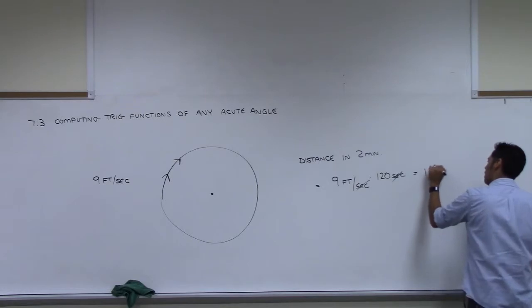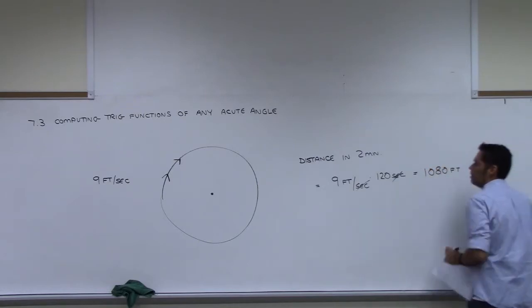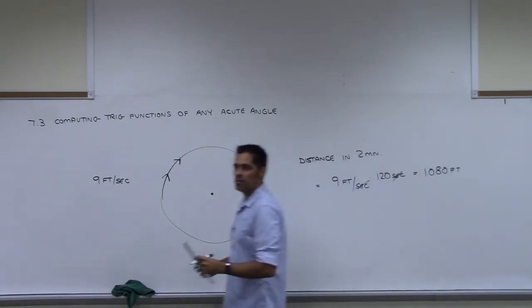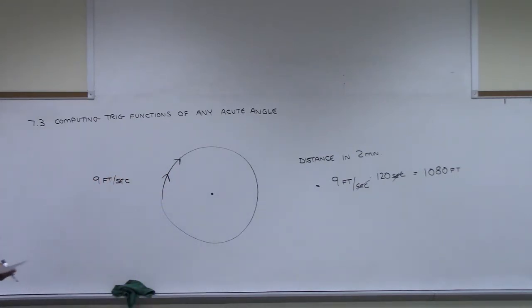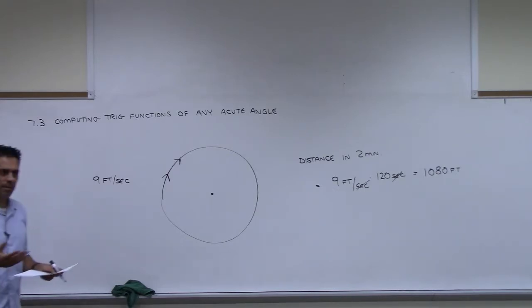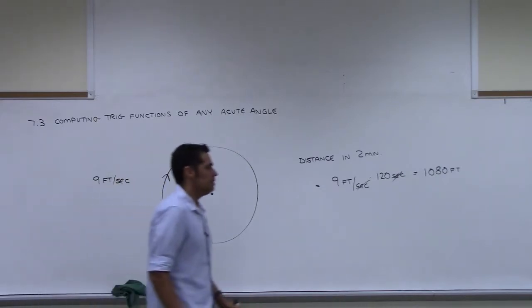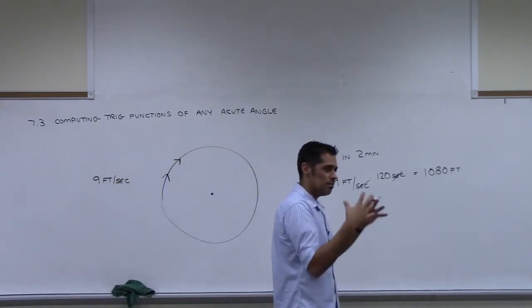1080 feet. And in that case, you could look at the circumference of the track as being 1080. Or if you want, you could use S equals R theta. Either way, right? S equals R times theta. I'm going to use that one because it's the more general formula.